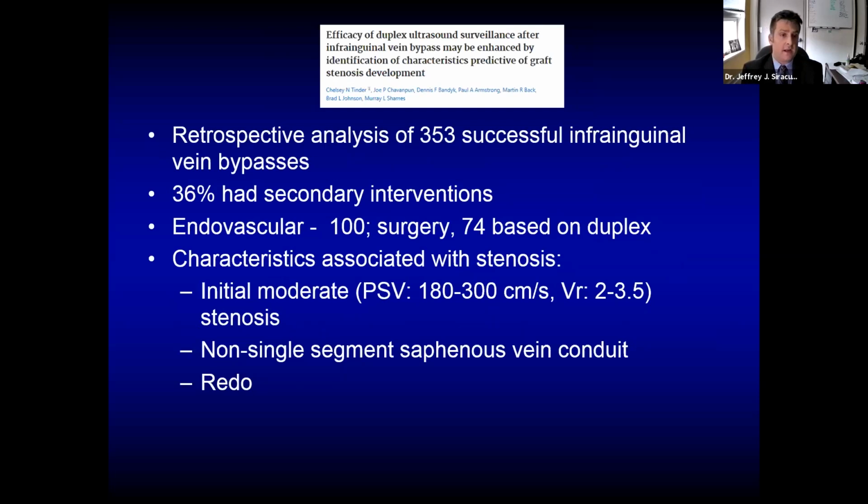So what is out there? Some single centers looked at who may end up with a problem. Retrospective analysis of 353 infrainguinal bypasses. A little over a third had secondary interventions, most of which were operations at this point. Actually, sorry, less than that. And this is often based on duplex studies. Things that led to people getting stenosis were an initial moderate stenosis after an intervention, which often progressed to a significant stenosis that was intervened on, a non-single segment saphenous vein, and also redo operations as well.